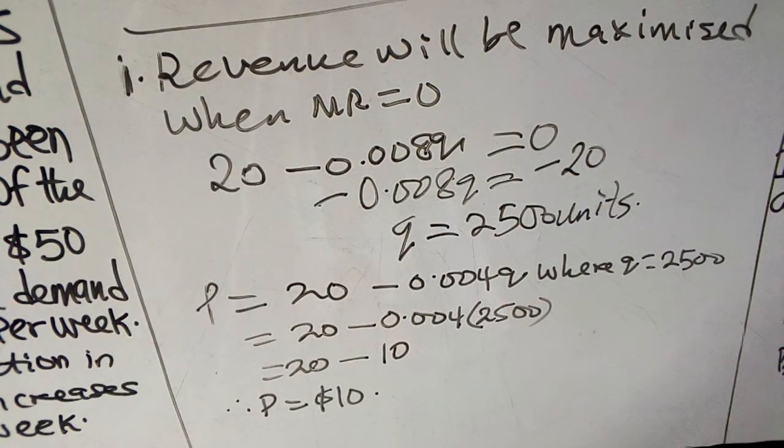So you are also asked to calculate the selling price which will maximize revenue, and the appropriate contribution. And remember, contribution is sales less variable cost. Sales less variable cost will give us the contribution.